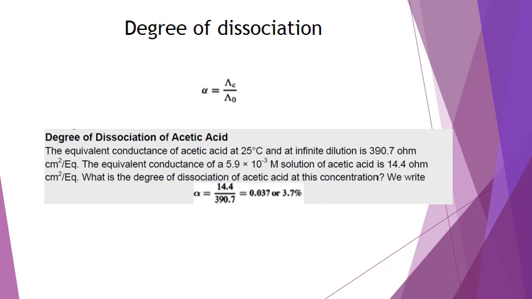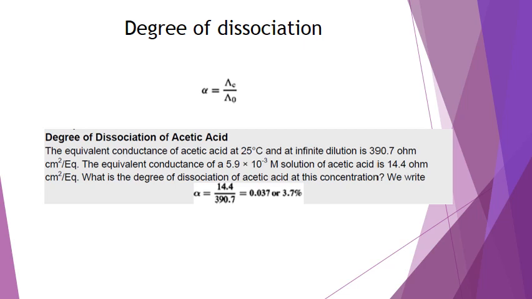So the alpha, which is the degree of dissociation, equals the equivalent conductance at a certain concentration divided by the equivalent conductance at infinite dilute concentration. At infinite dilution, the electrolyte will more likely dissociate completely. This example shows that if we have the equivalent conductance for the partial ionization and the complete ionization, we can simply measure the degree of dissociation.